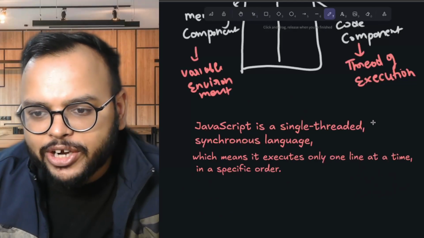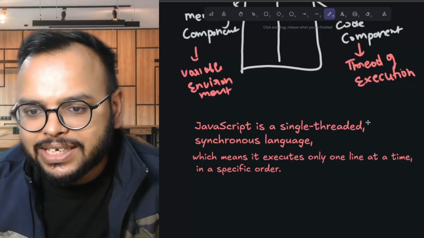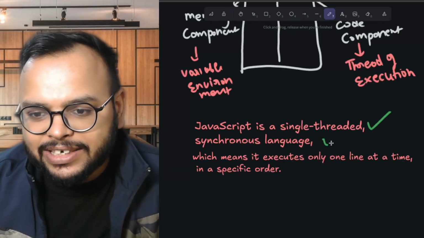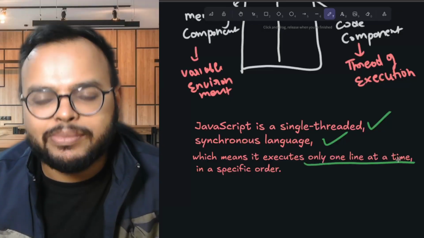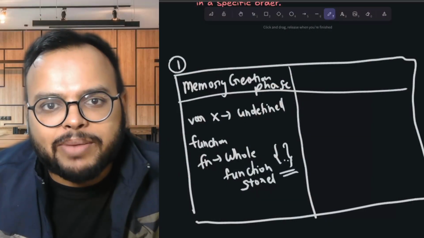Also, a major point to be noted is that JavaScript is a single threaded synchronous language, which means it executes only one line at a time in a specific order. Every execution context, whether global or inside a function, is created in two phases. Phase 1, which is the memory creation phase.